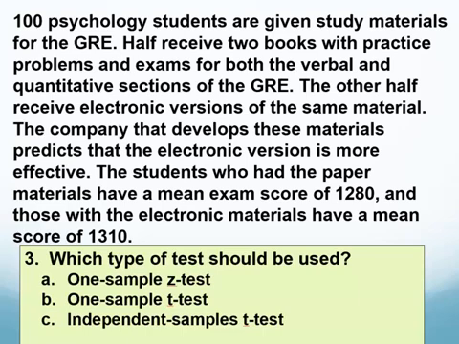Half receive 2 books with practice problems and exams for both the verbal and the quantitative sections of the GRE. The other half receive electronic versions of the same material. The company that develops these materials predicts that the electronic version is more effective. The students who had the paper materials had a mean exam score of 1280, and those with the electronic materials had a mean of 1310.